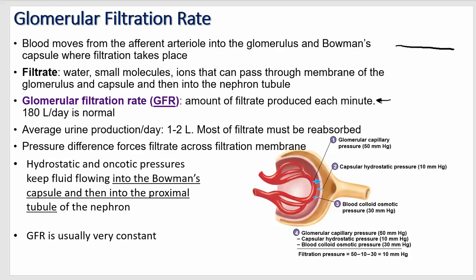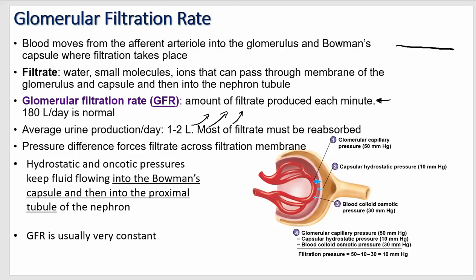So out of that 180 liters a day that is filtered, or filtrate that's moving through the nephrons, our average urine production is only 1 to 2 liters. So most of that is reabsorbed. What I was talking about in the previous slide, and we'll talk way more about later, is that most of that is reabsorbed. And it has to be, otherwise, 180 liters, you can't even drink that much in a day. You would lose all of your blood in a couple of minutes if you weren't able to reabsorb that.